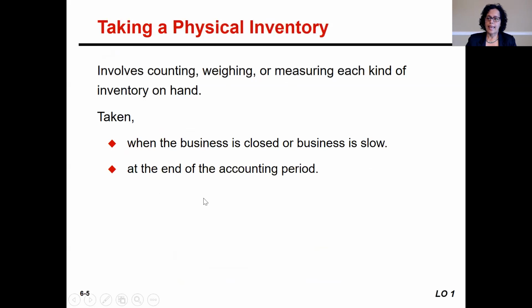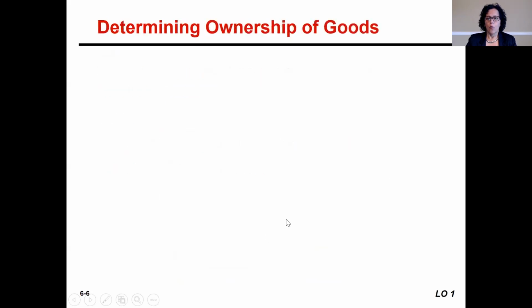Also, this is done at the end of the accounting period, typically the end of the month, end of the quarter, end of the year. So we do need to do a physical count of inventory. Now, having looked at that, let's move on and see what items I would include in the inventory. Just because I physically have it with me doesn't mean I have to include it. And just because I don't have it doesn't mean I should not include it.